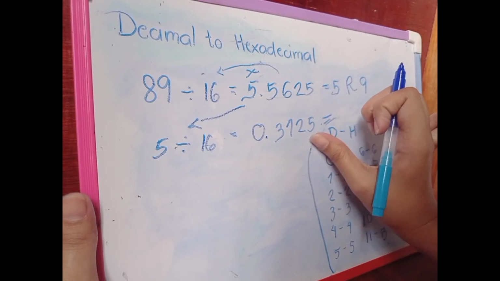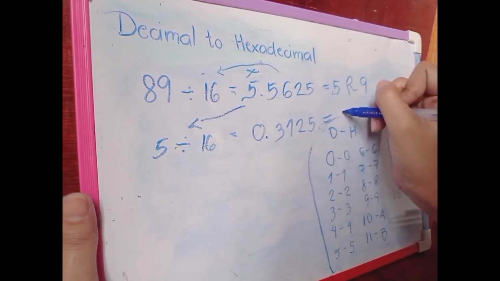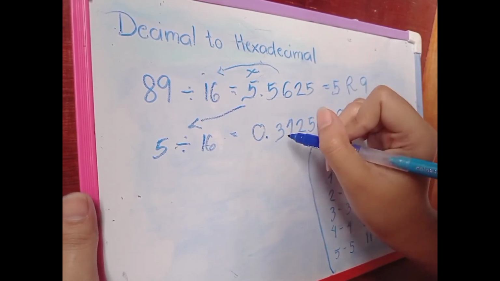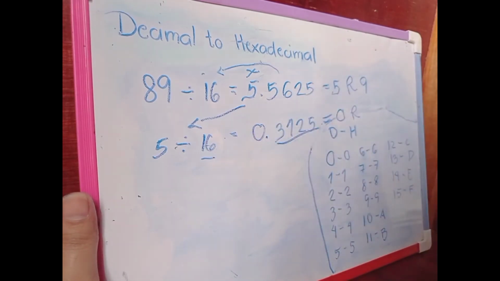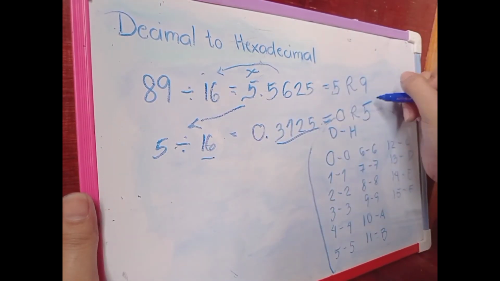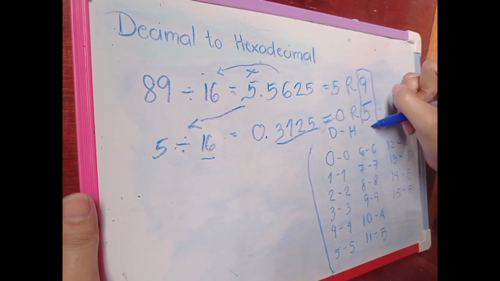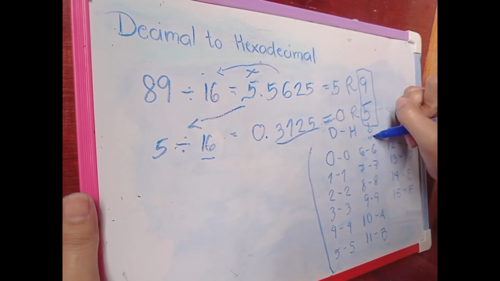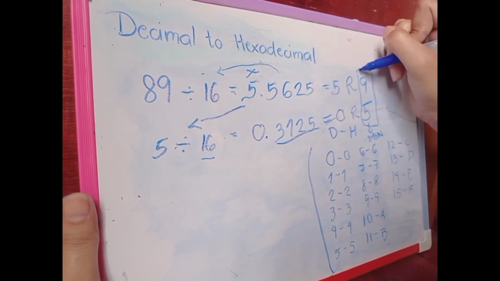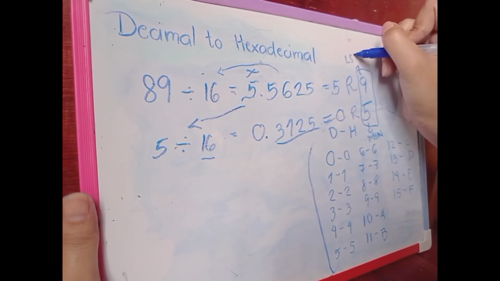So the whole number is 0, then get the remainder here by multiplying, which is 5. Then this is now considered the most significant number, and this is the least significant number.